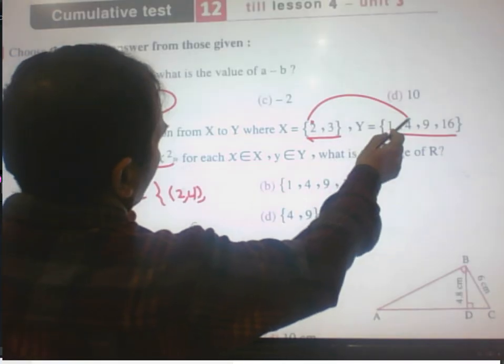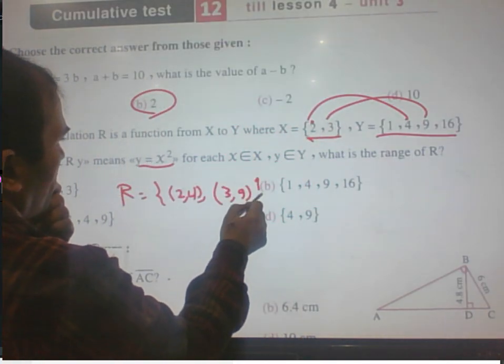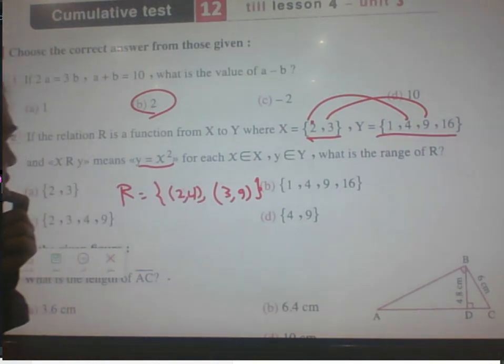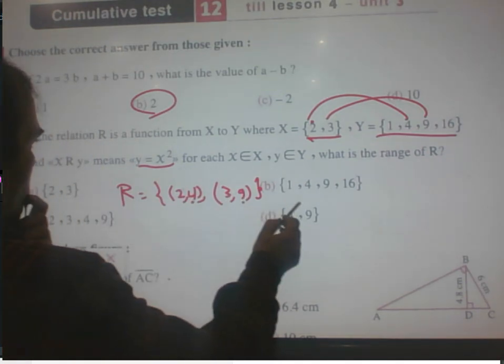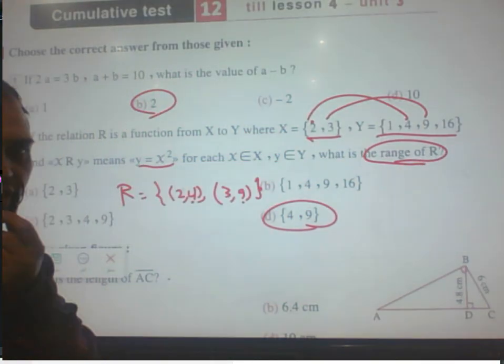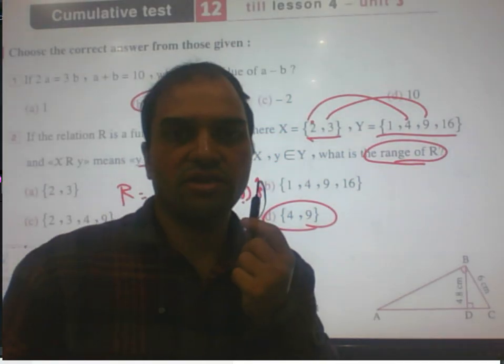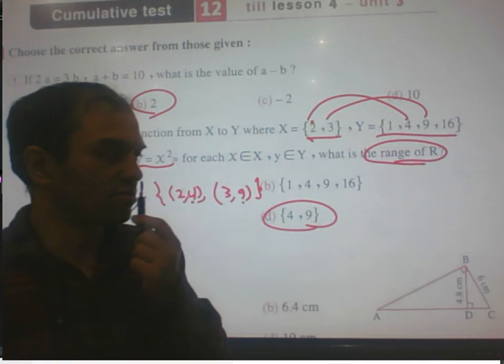The image of 2 is 4, and 3 power 2 is 9. Okay, then he wants to find the range. The range here will be {4, 9}. 4 and 9 is the range. He wants what he asked about the range. The range means the images in the relation, where you can find the function, because R here is a function.